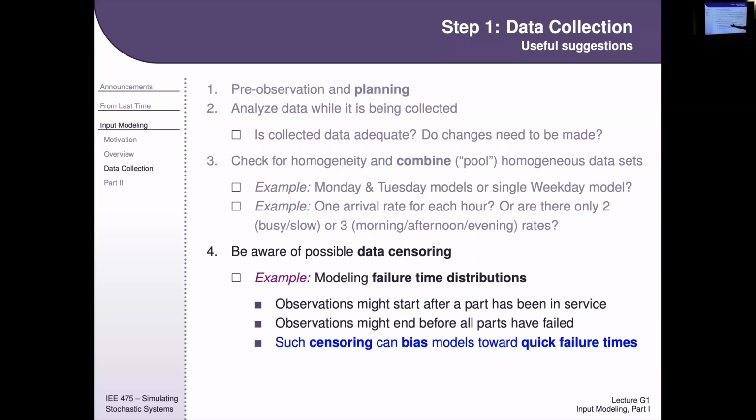So observations might start after a part has been in service. Observations might end before all parts have failed. So this can bias failure distributions. So you have to be very careful about censoring generating bias.